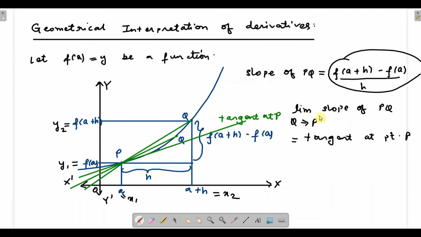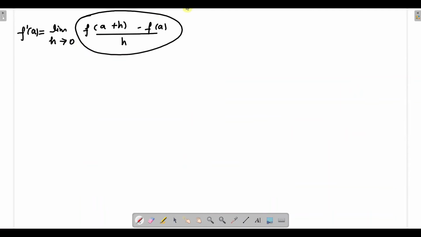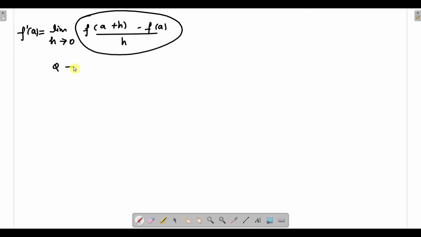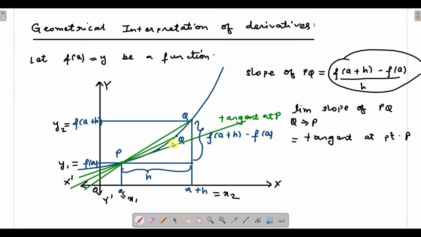Okay, so what you see is that, since q tends to p, this means h is tending to 0. You can see here, if q is tending to p, that means h is becoming smaller and smaller and tending to 0, and in the end, as h tends to 0, it will come to a. That means at the point a, so you will get this point p, right?